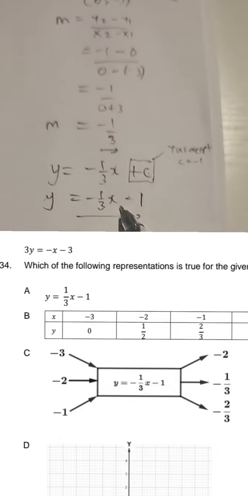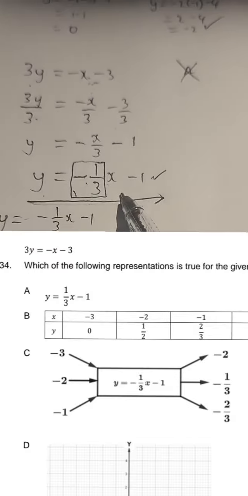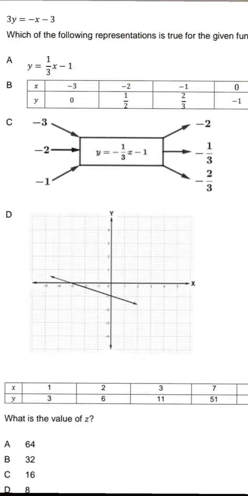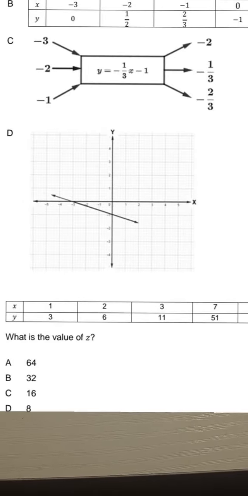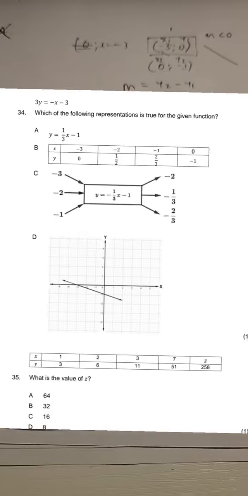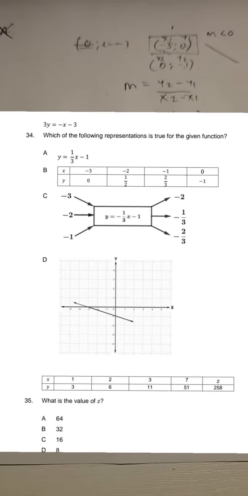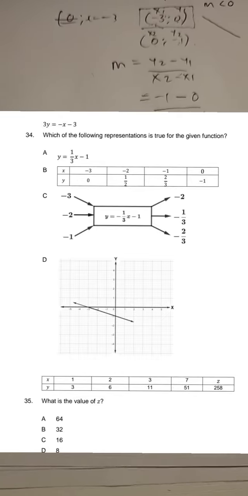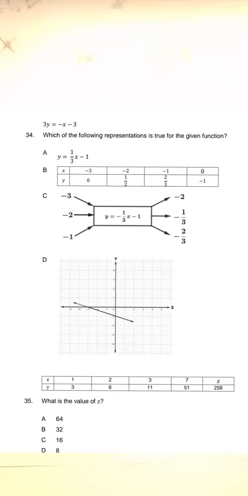Does this resemble that? Definitely. So that means D is our answer. Letter D is definitely our answer. That graph which is in D is what definitely represents 3y is equal to negative x minus 3.